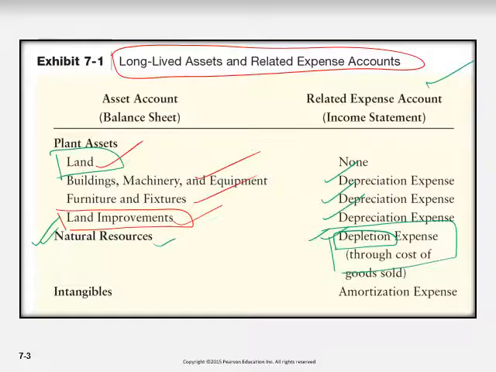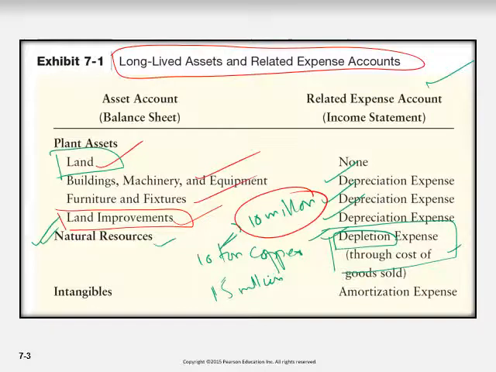So what is this depletion amount? The amount of depletion is basically the cost of goods sold. For example, you extracted 10 tons of copper from a copper mine, and you sold it for 15. Digging the 10 tons of copper cost you 10 million, and the sale price is 15 million. How much is the depletion? Depletion is the cost of goods sold, which is 10 million, right?